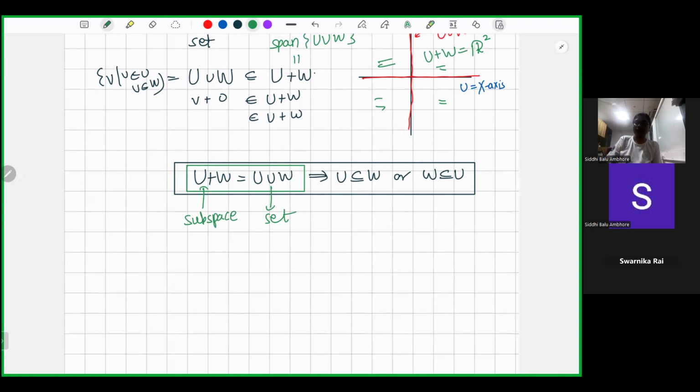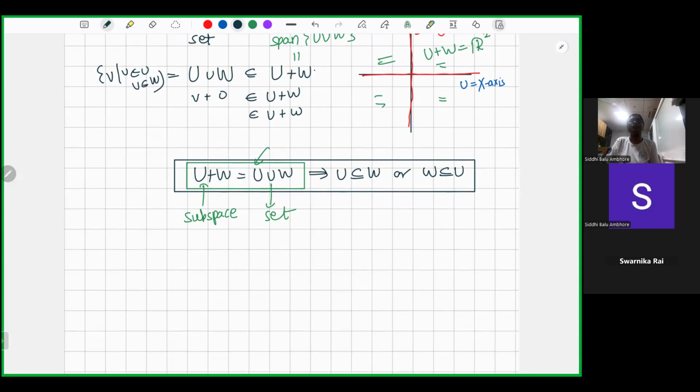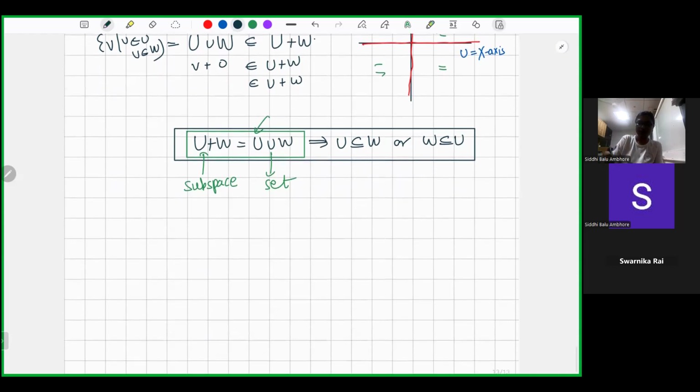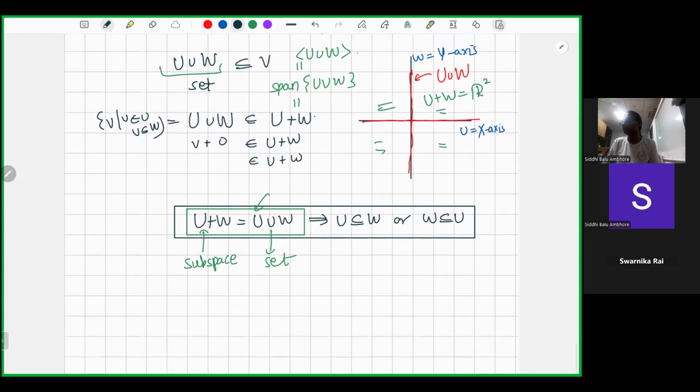Okay. So this equation even has some meaning. What is it trying to say? This is a subspace, and this is U union W. When we write this, it means that U union W is now forming a subspace. And when that happens, one of these conditions holds: U is either contained in W or W is contained in U. Is that okay? Yeah, that is okay.